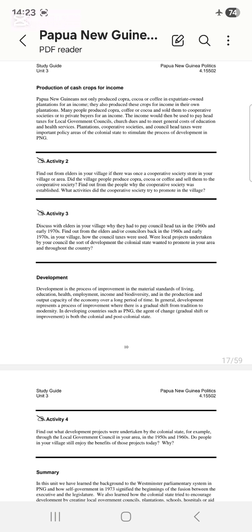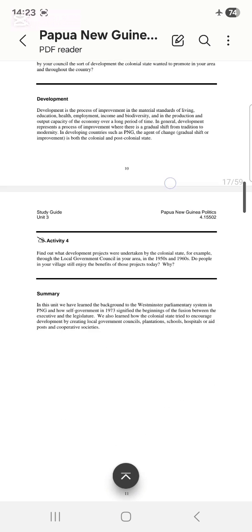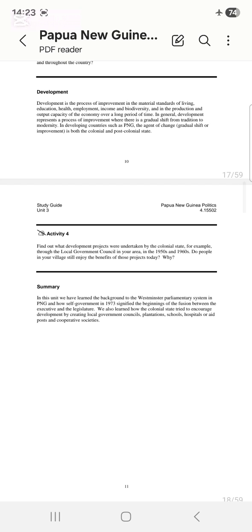So the idea in this unit is the importance of the colonial administration in these various parts of development in our country, socio-economic and political development. I'll read the last section here. It's titled Development. Development is the process of improvement in the material standard of living, education, health, employment, income, and biodiversity, and in the production and output capacity of the economy over a long period of time. This is a very long sentence, but the key idea is development in terms of material standard.